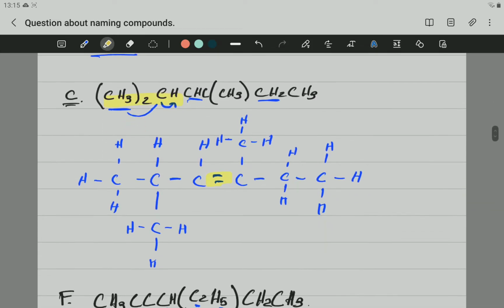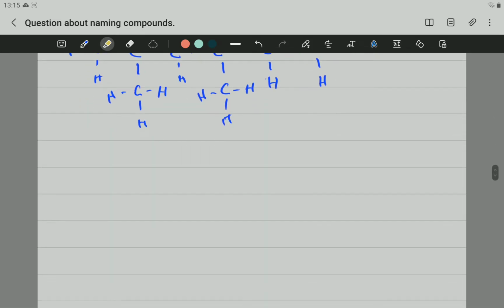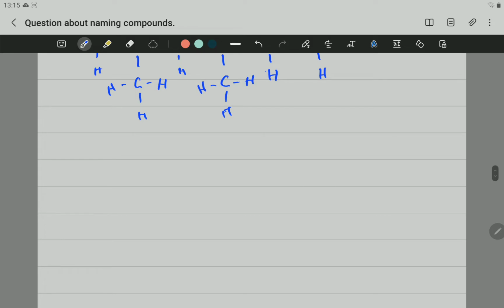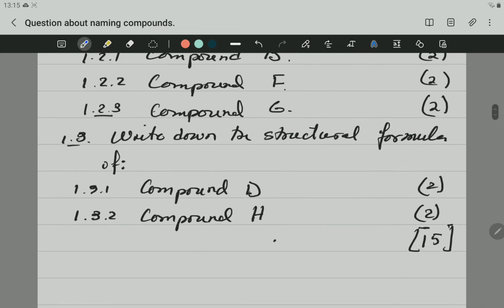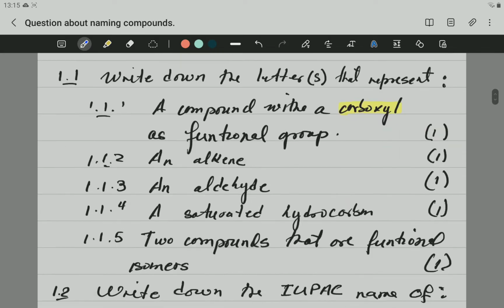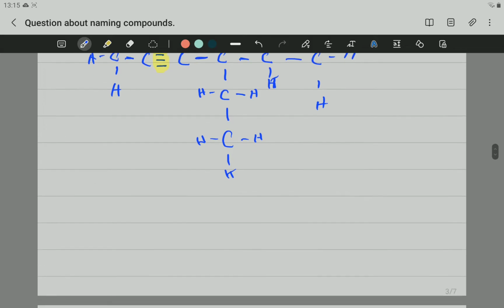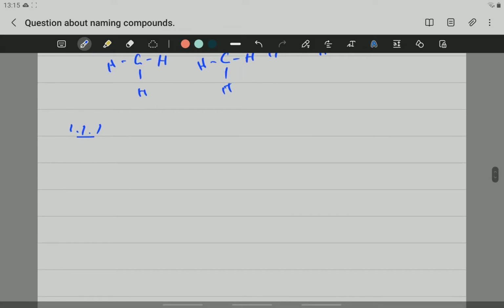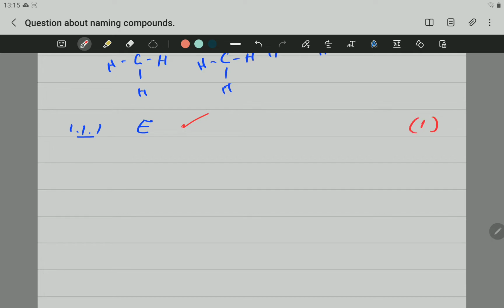So let's go to the solution on 1.1.1. The answer is compound E. Compound E is a carboxylic acid. The functional group of a carboxylic acid is called carboxyl. So that is the answer, and obviously you will get 1 mark for that one.